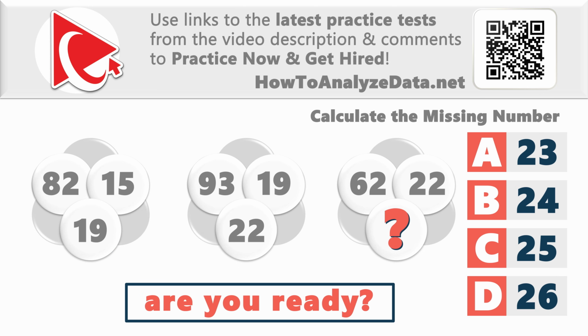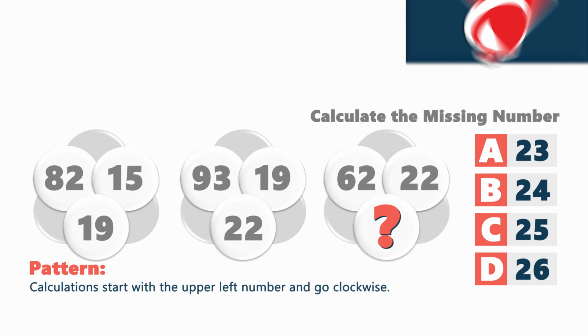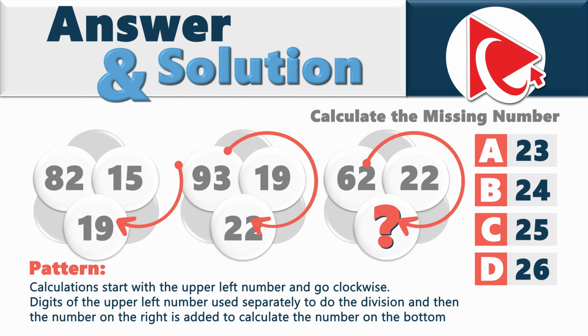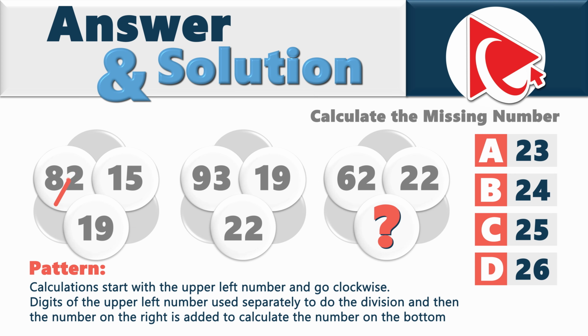Time's up. Are you ready to show your answer? Calculations start with the upper left number and go clockwise. Digits in the upper left number are used separately to do the division, and then the number on the right is added to calculate the number in the bottom. Let's look at the example.